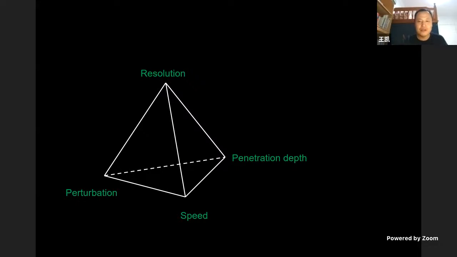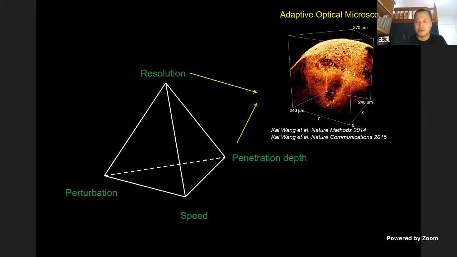For example, previously I have been working on adaptive optical microscopy, trying to image deeper and with a higher resolution deep into the tissue. But today I'm going to talk about technology to improve the imaging speed, focusing on speed.